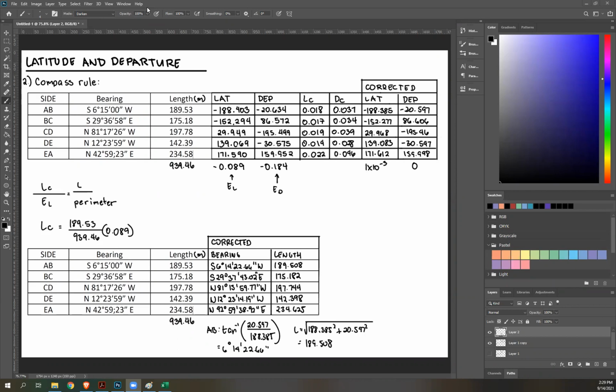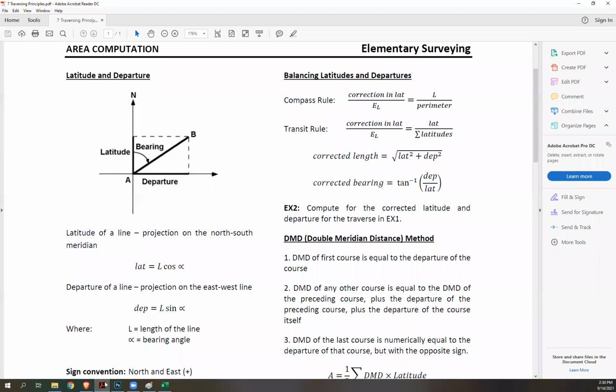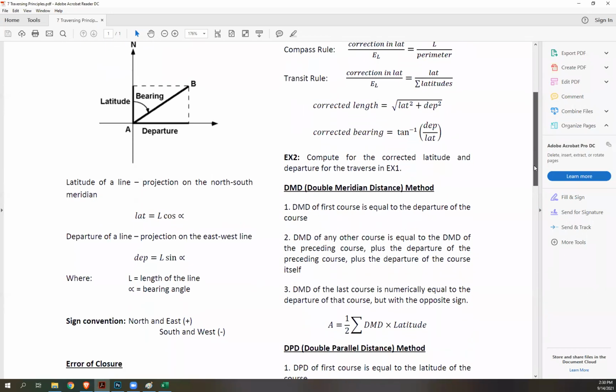Okay, great. As you've noticed, this topic is very computation heavy, addition and multiplication, so due care is needed in completing your tables, because one mistake will lead to the succeeding answers being incorrect as well. Please be careful in doing your latitude and departure computations. Since you don't have questions, let's move on to getting the area of your traverse. We have 2 methods: DPD and DMD.